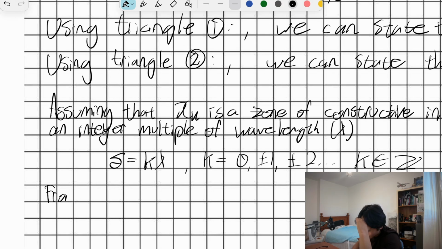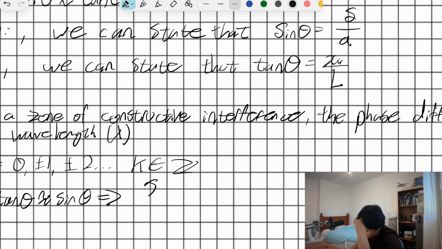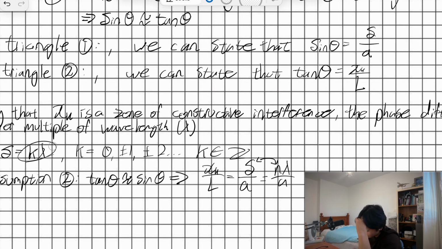From assumption number 2, which states that tan of theta is equal to sine of theta, this implies that tan of theta is xk over L, and sine of theta is delta over A. Which also means n lambda over A, right? We're just replacing this with what we found here. No, not n, k lambda over A, right?